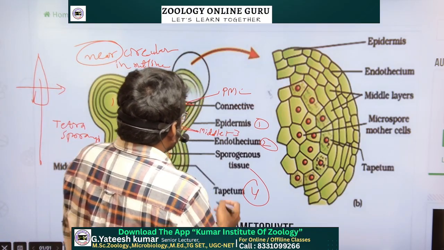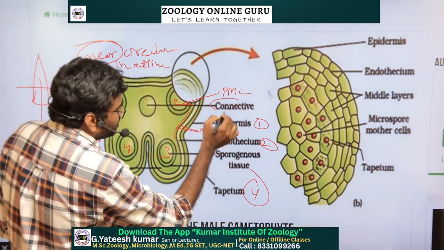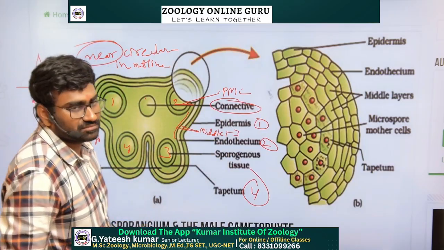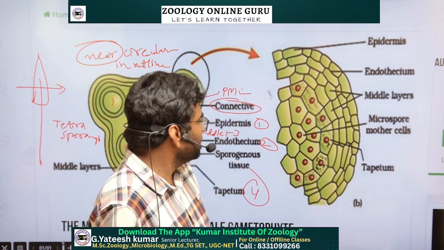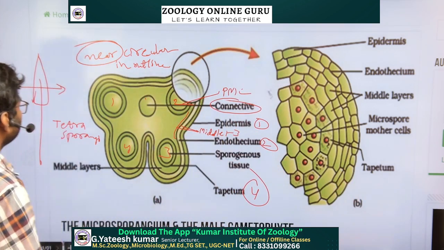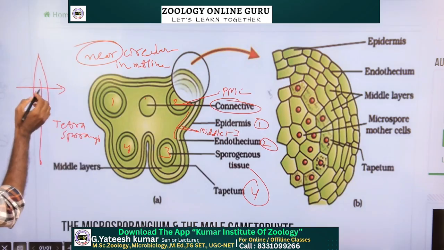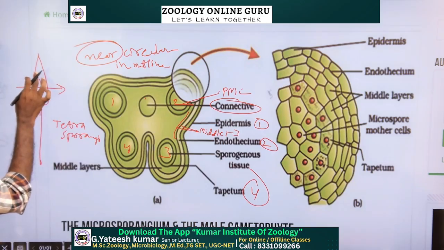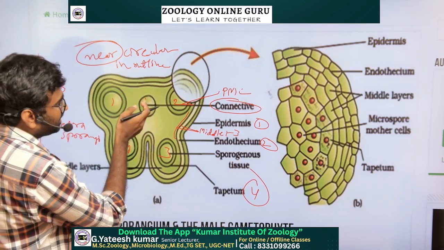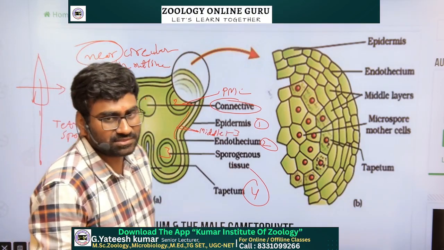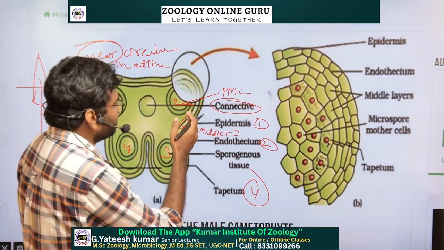So here there is another structure, the connective. This connective is mainly composed of vascular tissues. When the filament attaches to the anther, it projects into the anther and attaches to the vascular tissue, and that is known as the connective. Okay, right. So here mainly it has four parts.